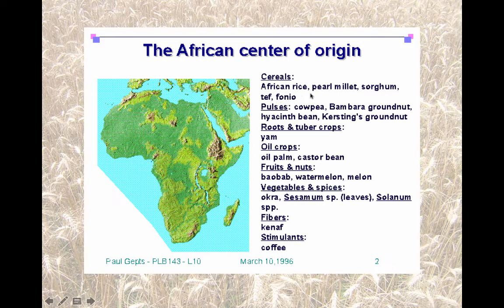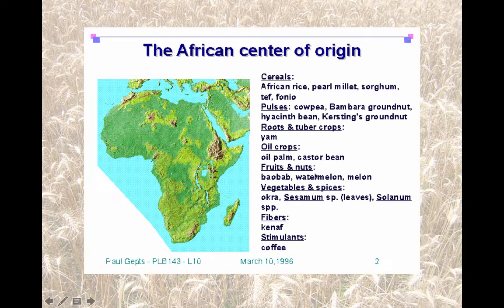And look in Africa, we have rices and millets and sorghum, teff, as we mentioned before. In our pulses, we have cow beans and different kinds of ground nuts. We find yams. Yams actually occur in all sorts of different countries. There's many different species of yam. Oil palm. We're going to talk about oil palm. You're going to see castor bean in lab this week.